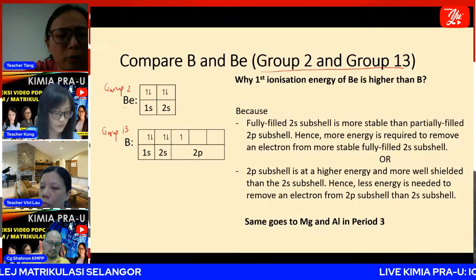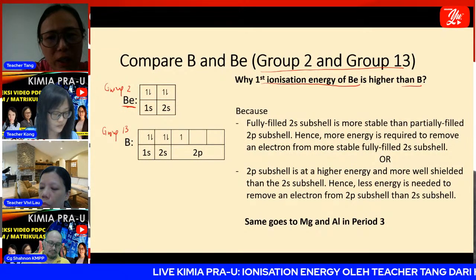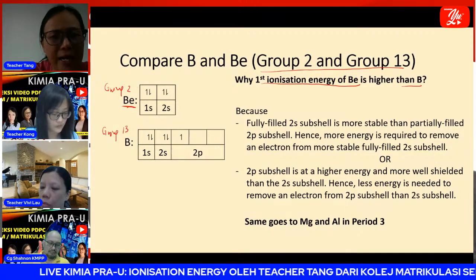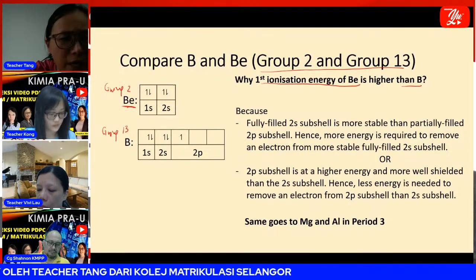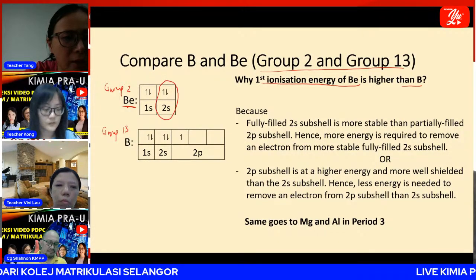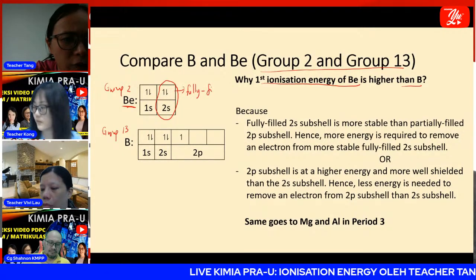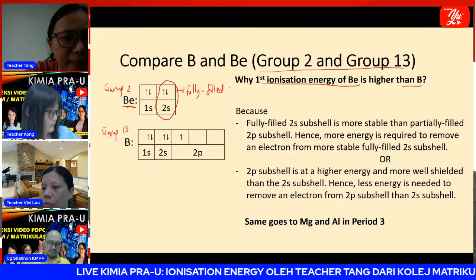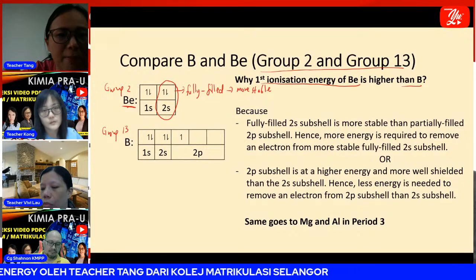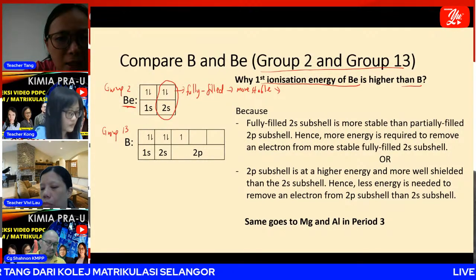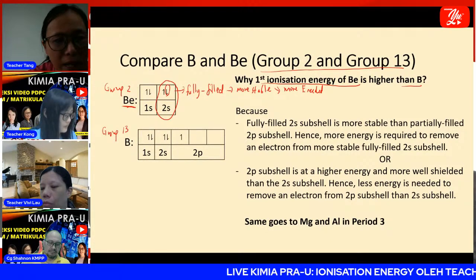Okay, so group 2 element beryllium has higher first ionization energy than group 13 element boron. So why? It is because, if we look at beryllium, we are removing an electron from the 2s subshell, and this 2s subshell is fully filled. So the fully filled 2s subshell is more stable. When it is more stable, it means that more energy is needed to remove an electron from the beryllium atom.